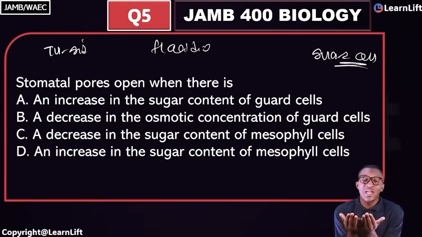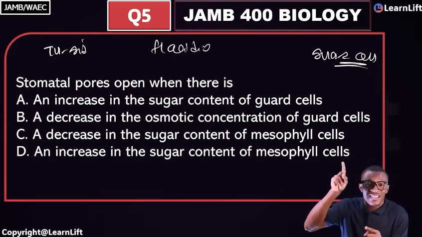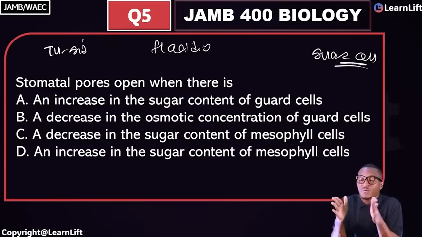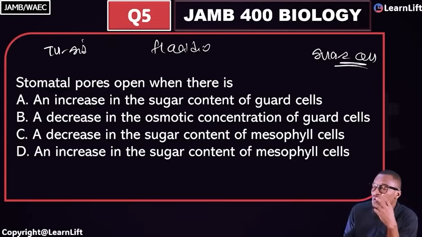But when the external environment is more concentrated than the internal environment, what happens? It will lose water, it will become flaccid and it will close. So let's see the question. The question says stomata pore opens when, option A says, when there is increase in sugar content of the guard cell. Of course, we say the guard cell is what causes opening and closing of stomata.